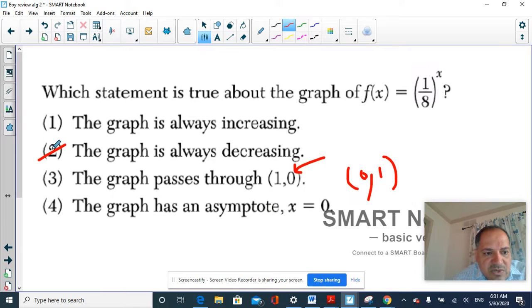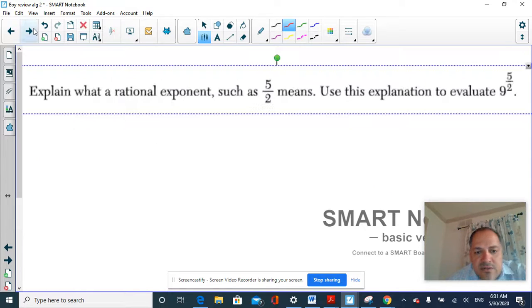So the correct answer, the best answer, is what? 2, because in 4 we have to mention whether it is vertical or horizontal. So the last question we have: explain what a rational exponent, such as 5 over 2, means. Use the explanation to evaluate 9 to the power 5 over 2.